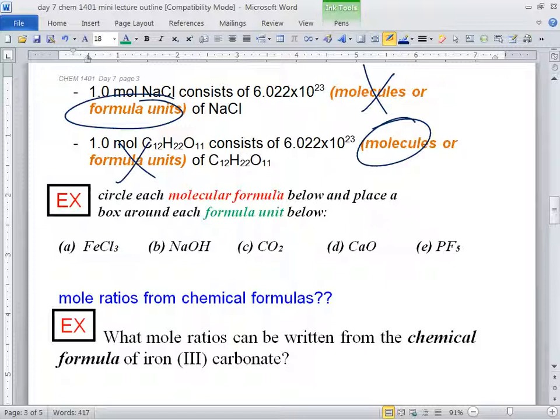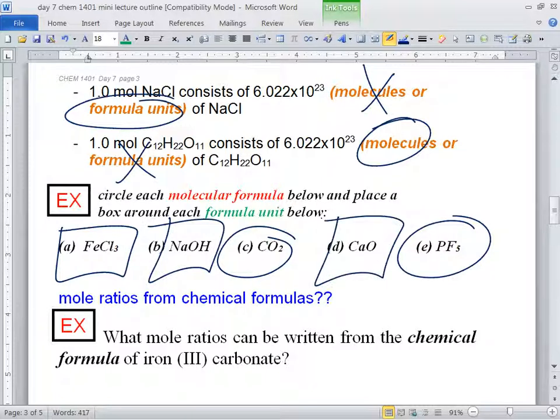Circle all the molecular formulas and put a box around formula units. So Ashley, did you circle anything? Yeah. What did you circle? C and E. She circled C and E. Does everybody agree with the circles? All right, good. That means everything else should have a box.